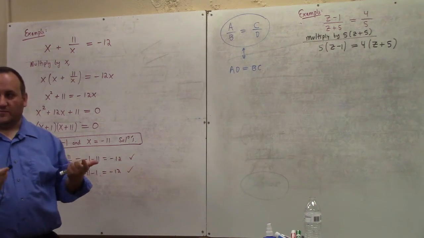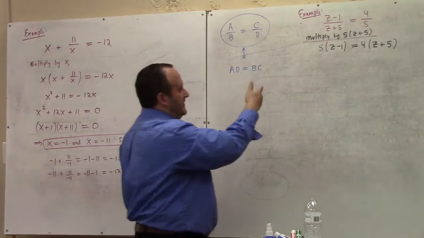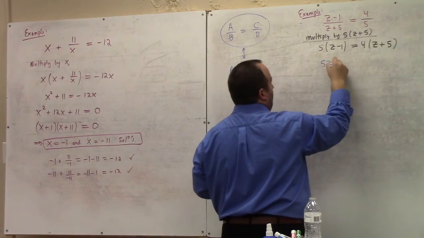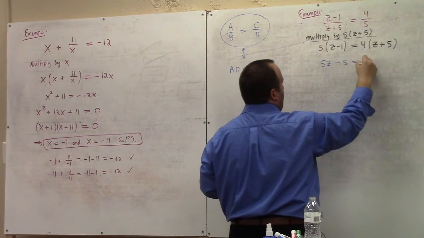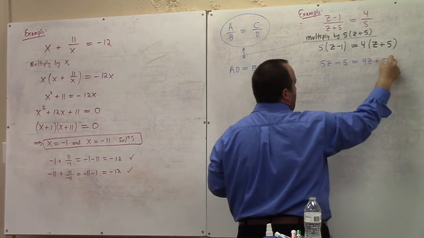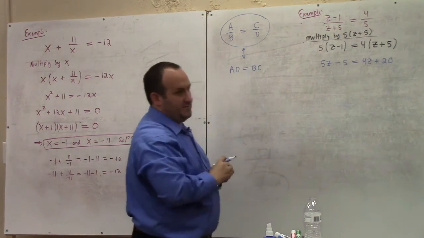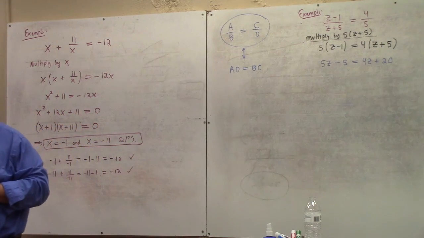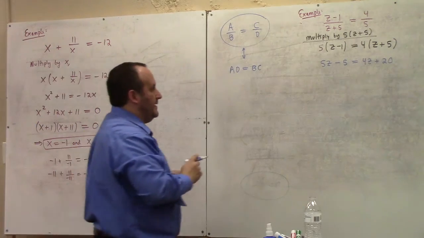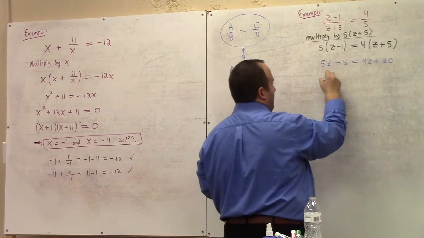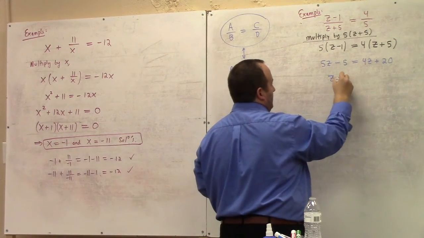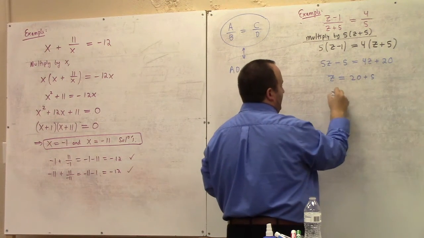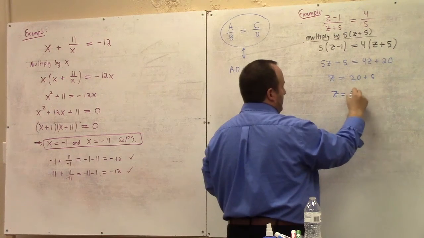So that's the algebra step. And then once you've done that, this is easy to solve, right? That's 5z minus 5 equals 4z plus 20. I think we're back into week 1 of this course, right? This is like what we started with, one equation and one unknown. And so that gives me z equals 20 plus 5. So apparently z is equal to 25.